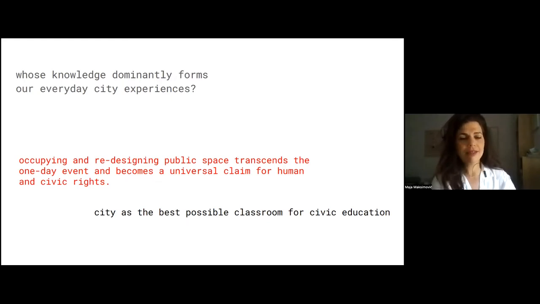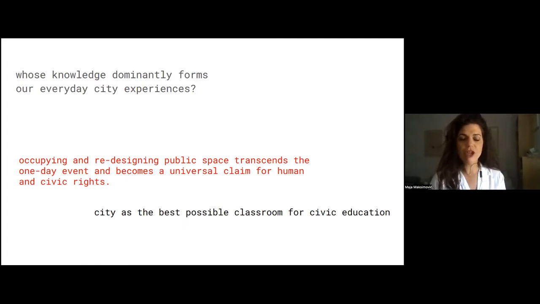So public, we had an important discussion about whether shopping malls are new public spaces, and we definitely decided they're not public spaces, because our behavior is very defined and structured. Public space is a place where freedom can happen, and it is definitely not owned by the private sector. And so occupying and redesigning public space transcends the one-day event and becomes a universal claim for human and civic rights.